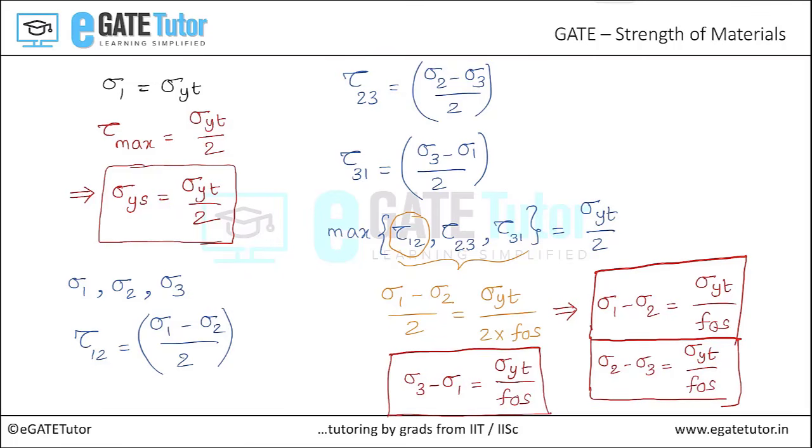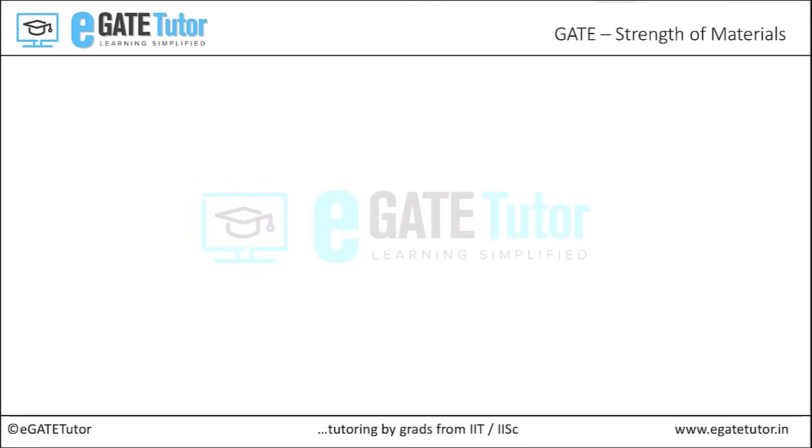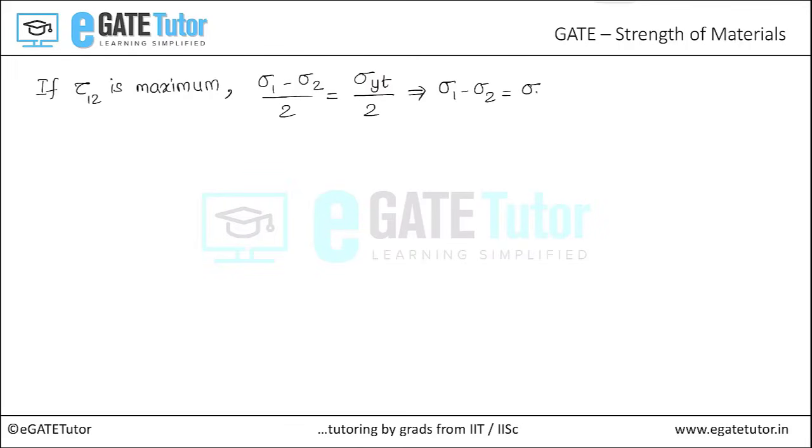The expressions which are written in the boxes here are generally used. These are used to determine the dimensions of the component which is to be designed. For the time being, let us ignore the factor of safety part and rewrite the equations for the failure criteria according to maximum shear stress theory. In that case, if tau 1,2 is maximum, the failure condition becomes (sigma 1 minus sigma 2) by 2 equal to the yield stress in tension divided by 2. This can be written as sigma 1 minus sigma 2 is equal to sigma yt.